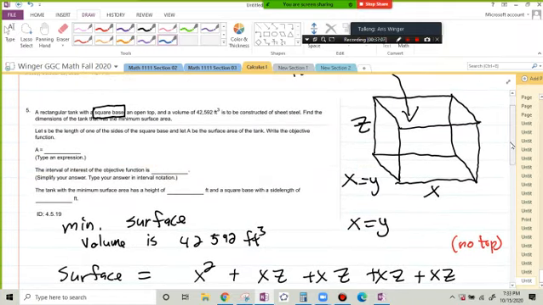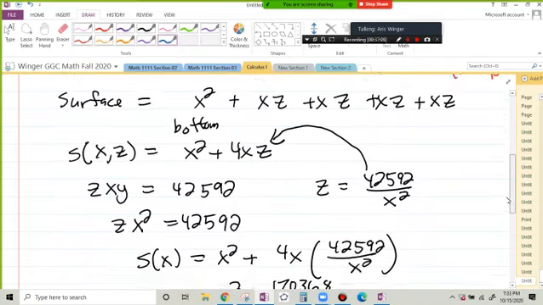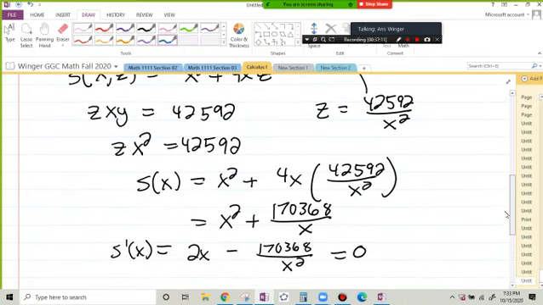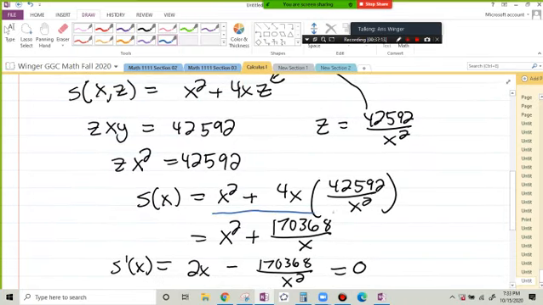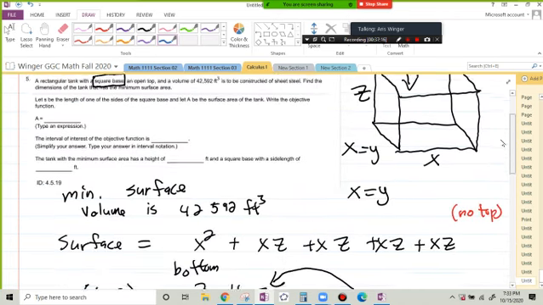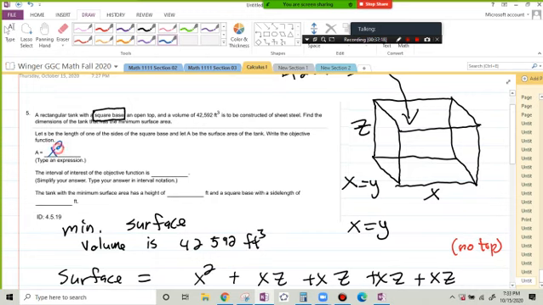Units, feet. So the objective function is this function here, x squared plus 170,368 over x. We can let x roam anywhere from 0 to infinity.